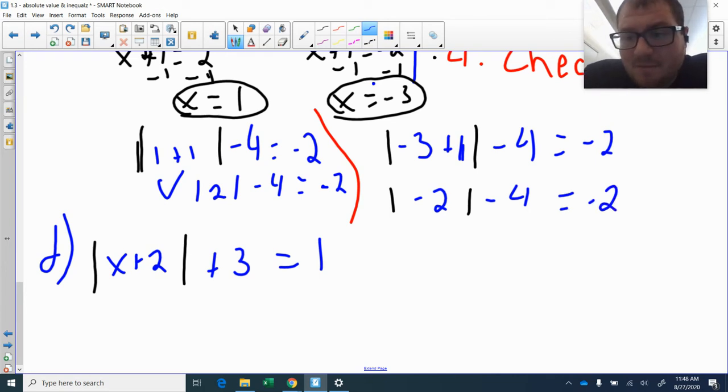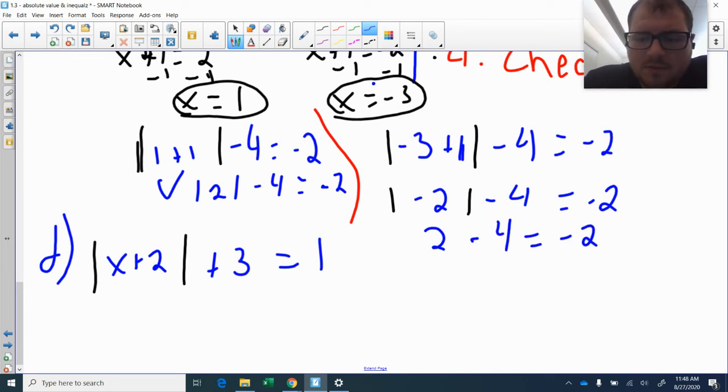And this is the key thing to remember now. If I have the absolute value of -2, it's going to turn it into a +2 as the absolute value goes away. Minus 4 equals -2, which also checks out. So in this case, both of those answers stay correct. And actually in this problem, you have two answers. X can equal -1 or X can equal -3.